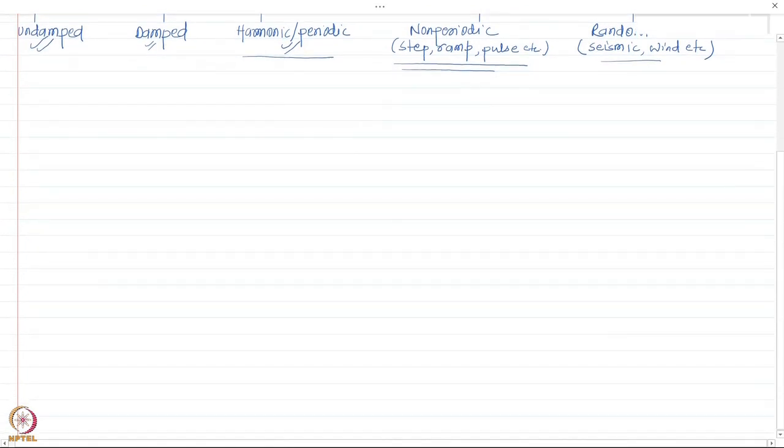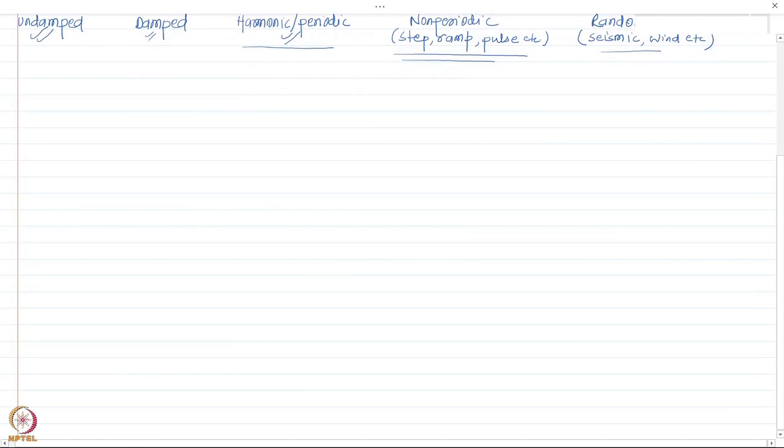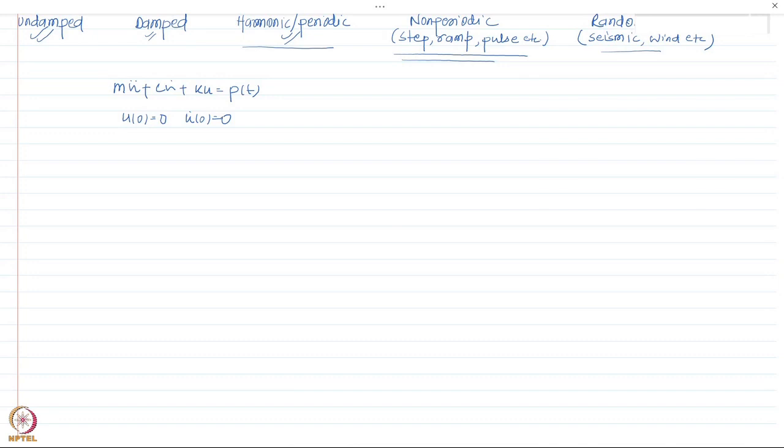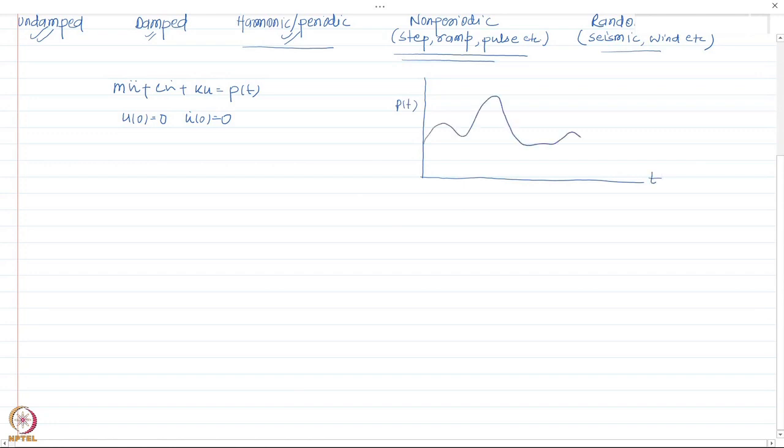Again for this case, our problem statement is m u double dot plus c u dot plus k u is equal to p of t, and the initial conditions are given to us. Let us first take zero initial conditions. Here p of t, the forcing function, is neither harmonic nor purely periodic. It's some arbitrary variation. So if you consider any arbitrary variation of p of t with respect to time, let me just draw it like this, then I need to find the solution or the response of this single degree of freedom system subject to this. Let us see how we do that.